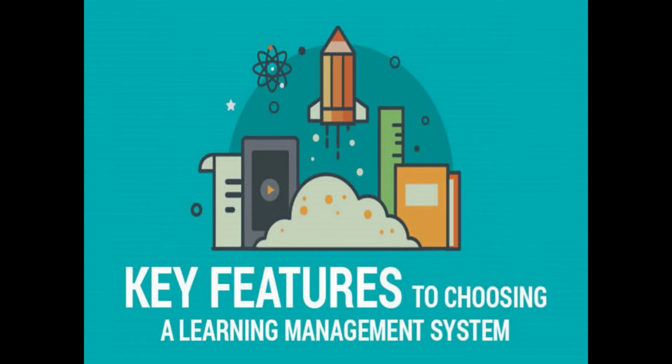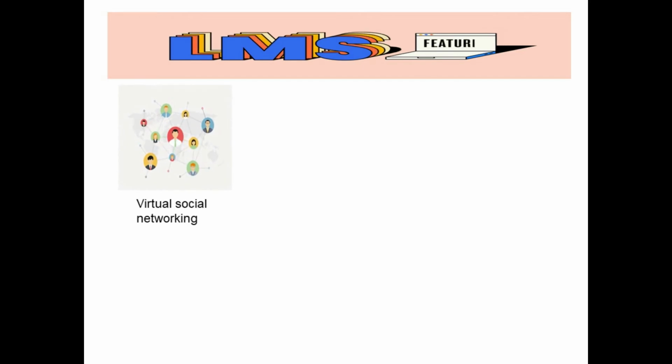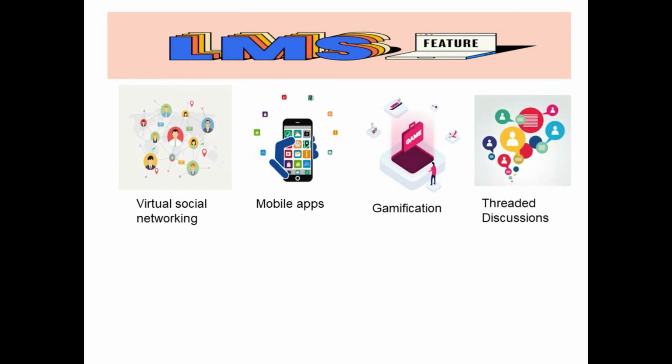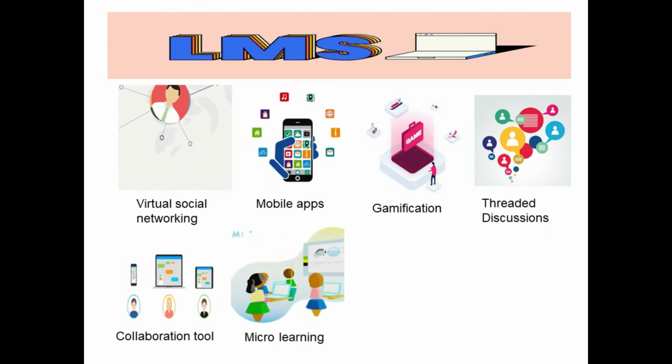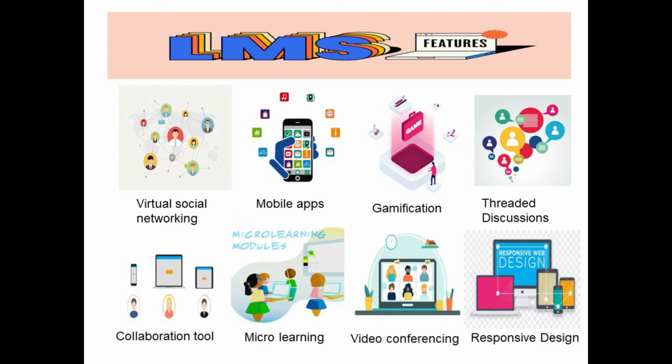So here are the key features to choosing a learning management system. Some of the leading learning management system providers offer interactive features such as virtual social networking, mobile apps, gamification, threaded discussions, collaboration tools, microlearning, video conferencing, and responsive design.